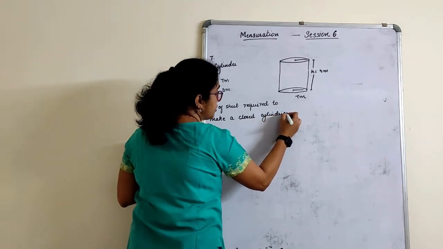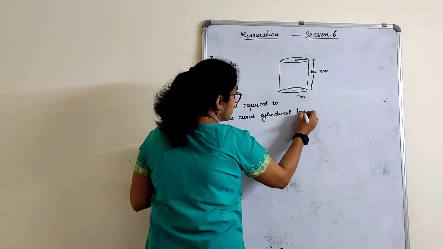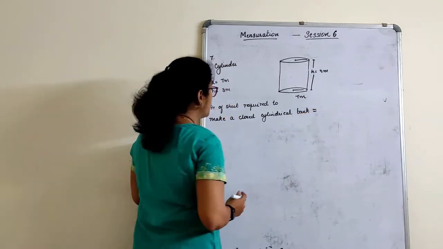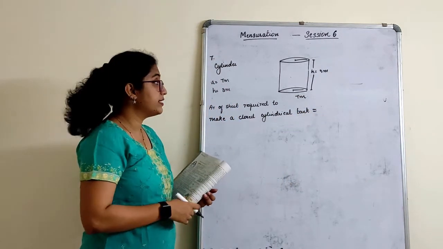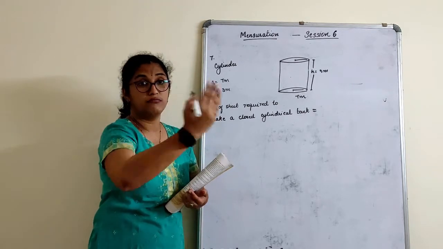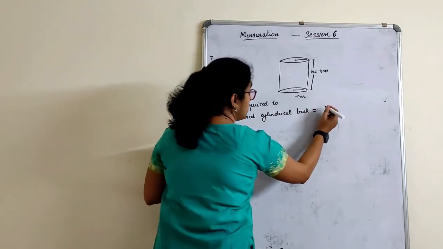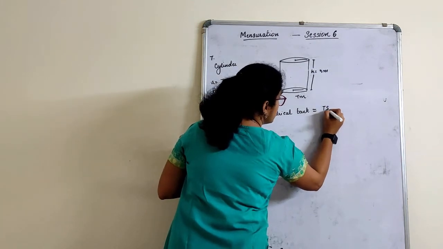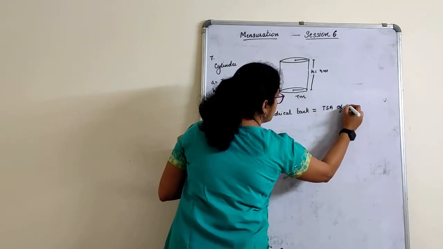This is more important. E is equal to what, children? Area of sheet required. The cylindrical tank is closed. Closed means from top as well as from bottom. Plus this is nothing but TSA of a cylinder.